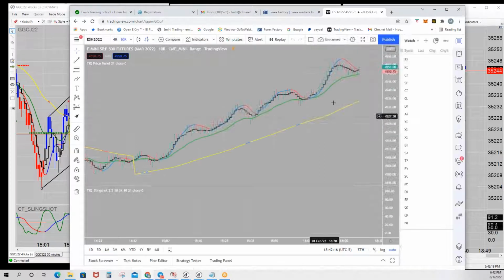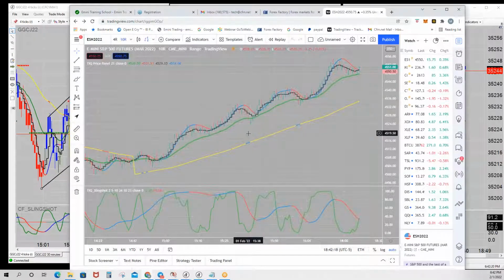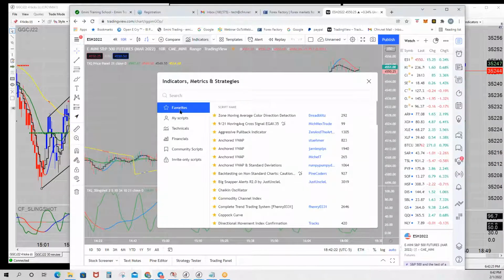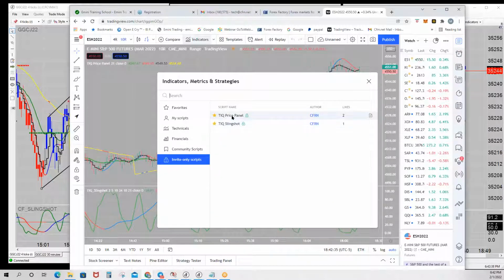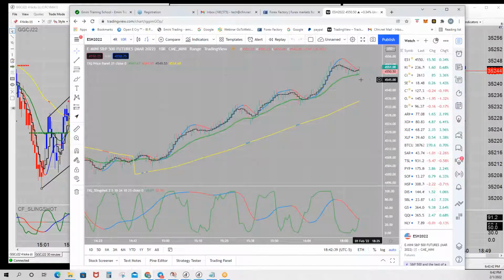You see right now, these are our indicators on the charts. Now hopefully, what's going to happen is you come here to indicators, and it's going to say invite only scripts down here. Once you send us that and we enable it, then this will be enabled down here. It'll say invite only scripts. If you click on that, then just click on price panel one time and click on Slingshot one time. I'll show you what that does.